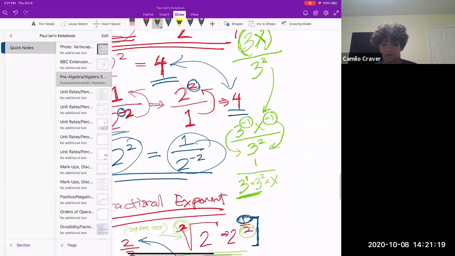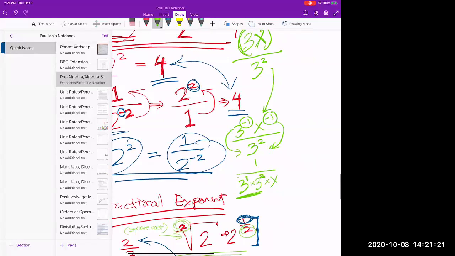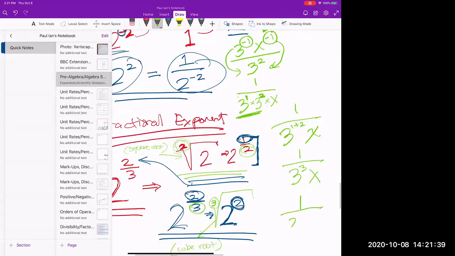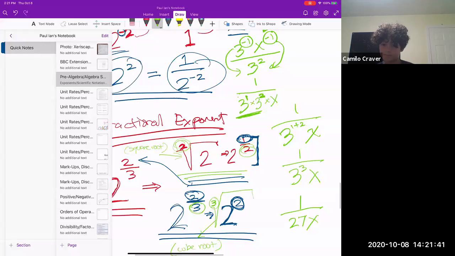There's a plus 1. Okay, so you add them, right? So 1 plus 2, times this by x. I'm just gonna take out the multiplication signs. And then you simplify. 3 cubed, 2 plus 1. So that's 1 over 27x. And that's it. That's not that bad, right?